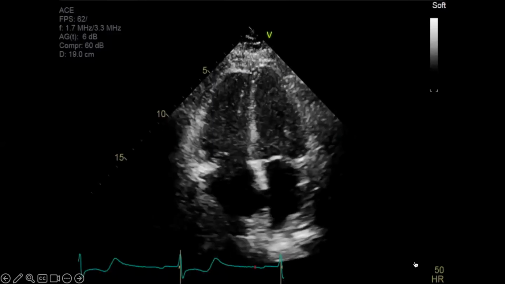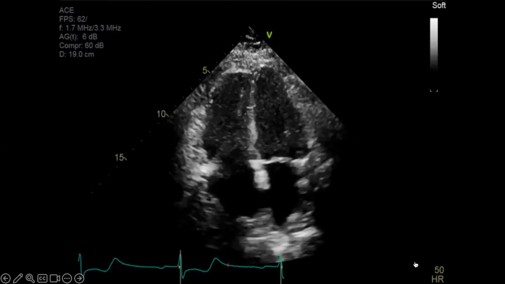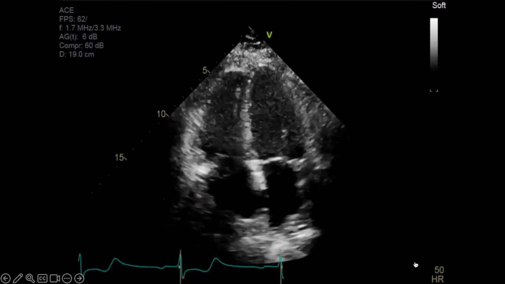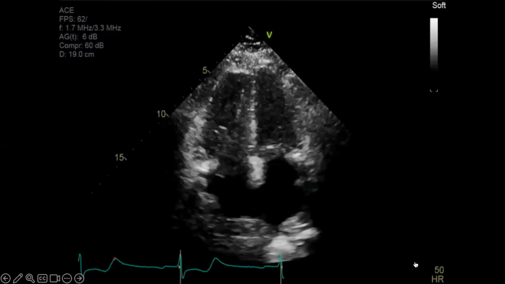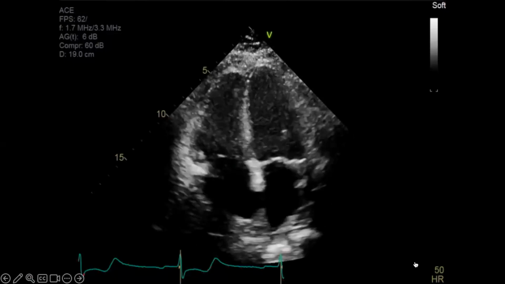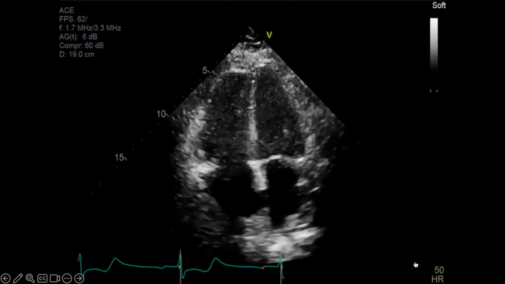I'll give a little bit of a preamble. This was a 60-year-old patient with a history of CAD, and I don't want to give it away.